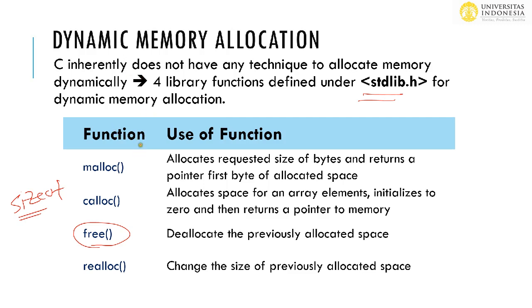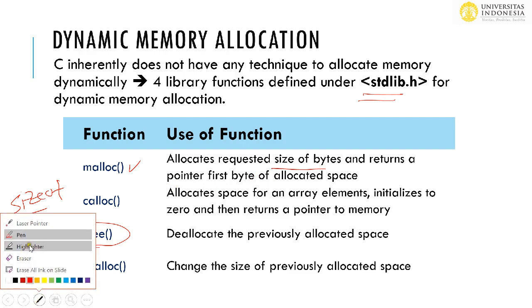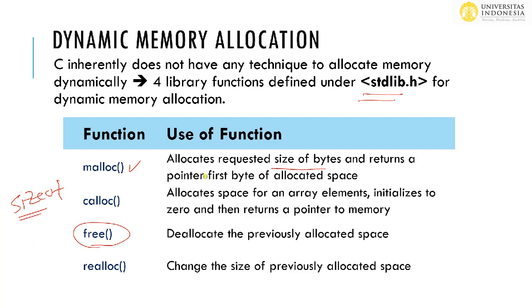So the first one is malloc. Malloc is the function to allocate a requested size of bytes, meaning the size of the data you want to allocate, and it returns a value pointing to the first byte of the allocated space. Okay, and the second one is calloc.